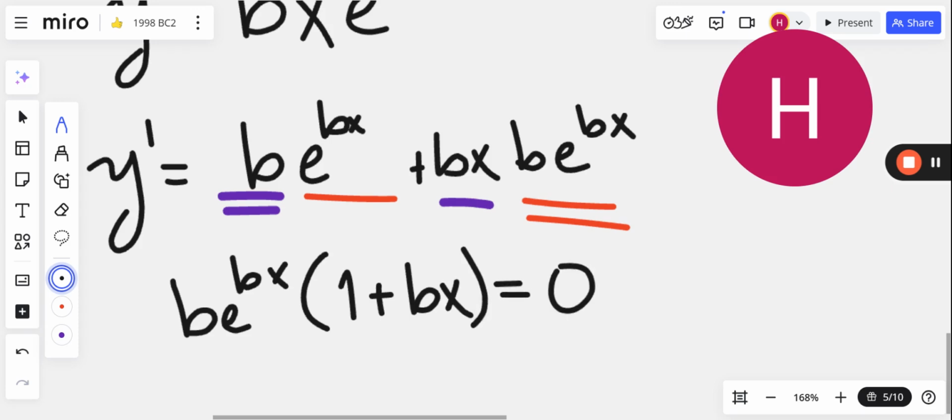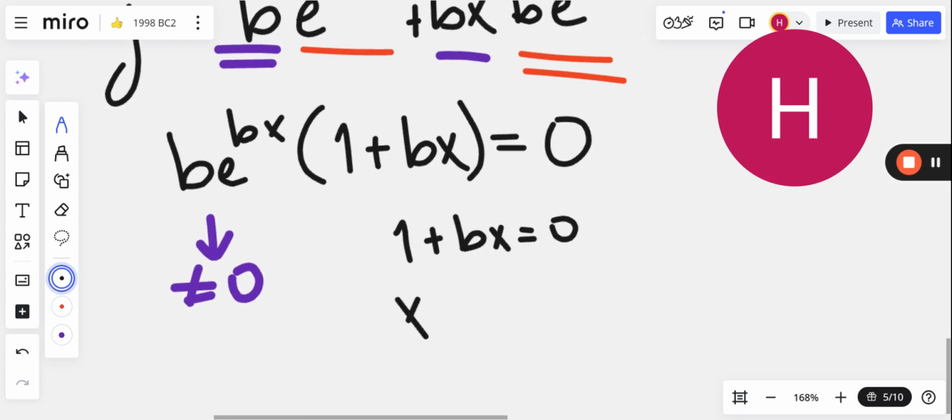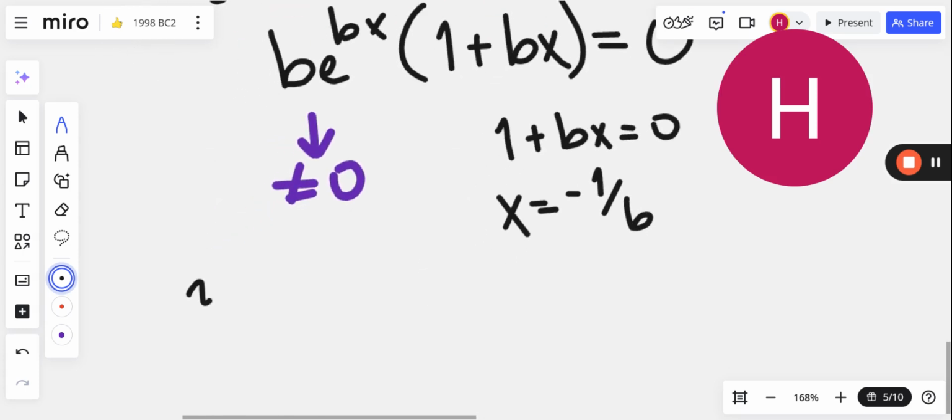We want to find critical points, which means this equals 0. But remember, this e expression is never equal to 0, whereas this expression is equal to 0 specifically when x equals negative 1 over b. Now to find the minimum value, we have to plug that in.